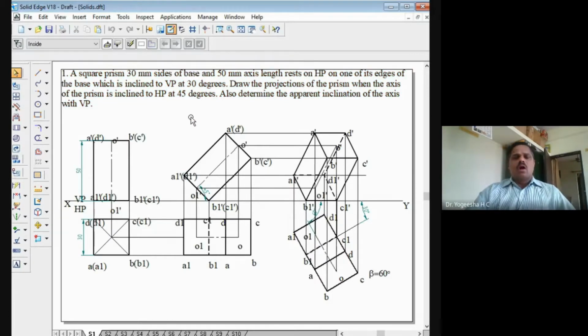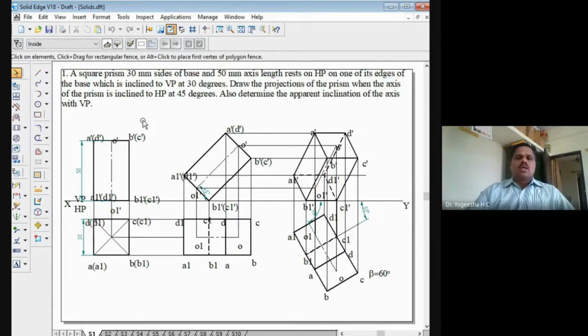The second one is how the solid is resting on HP. So here, in the first problem, we can see the solid is resting with one of its base edges on the HP. So it becomes the edge condition problem, similar to what we have learned in case of the projection of planes. The next one you have to note is the third position. Generally, the second condition is the inclination of the axis with HP. So you have to look at the third condition.